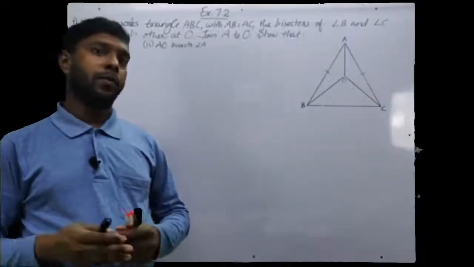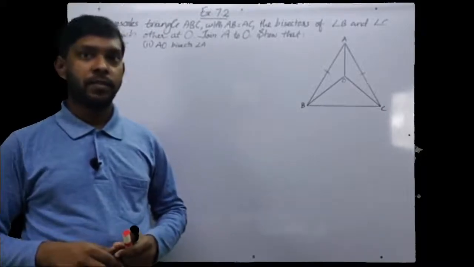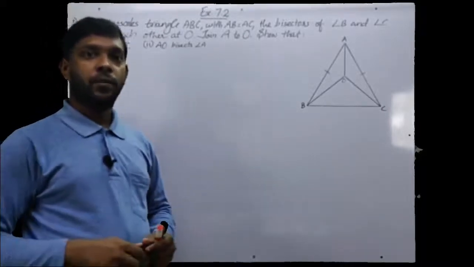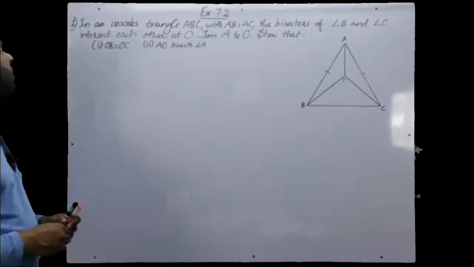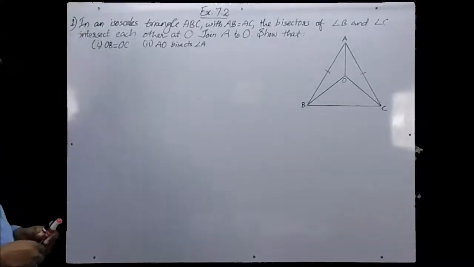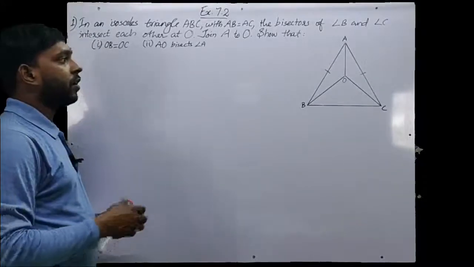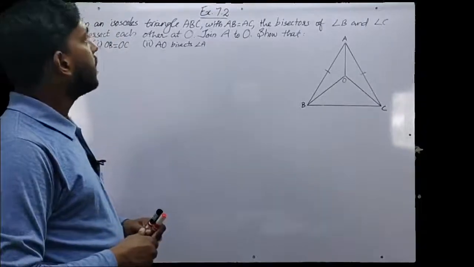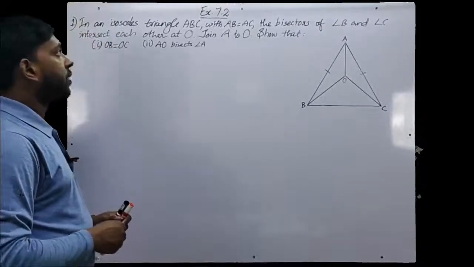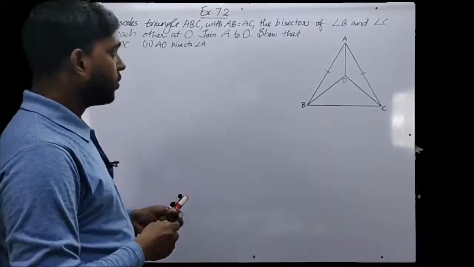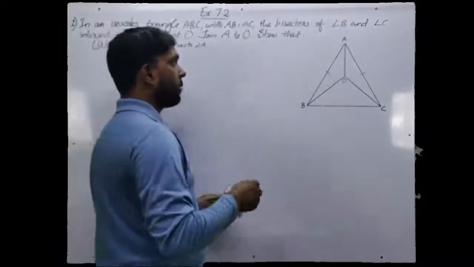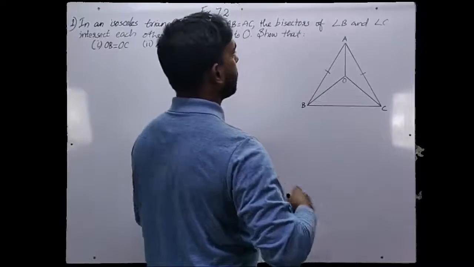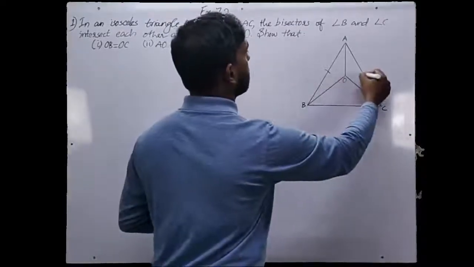We're going to look into the first question of exercises 7.2. The question reads like this. In an isosceles triangle ABC, given in the question underneath, AB is equal to AC. The question says that the side AB is equal to AC.